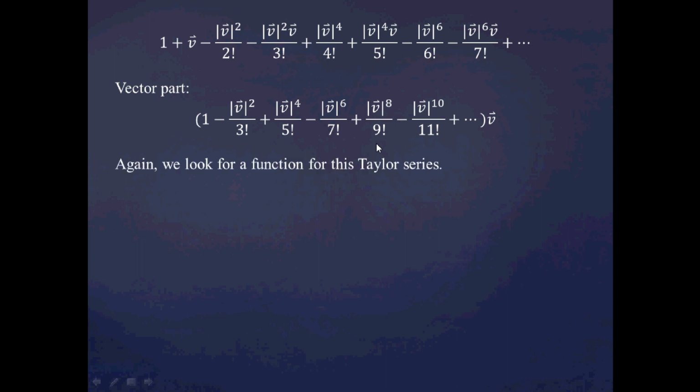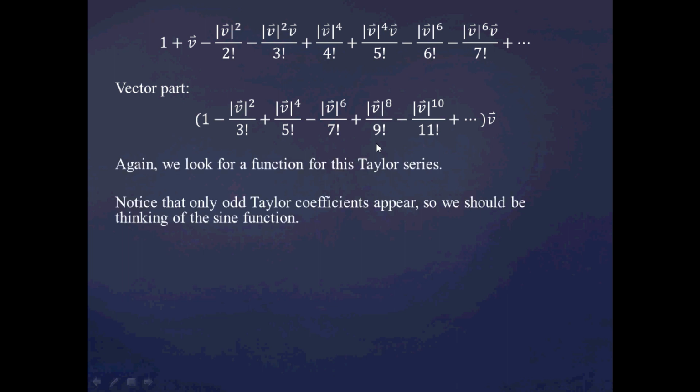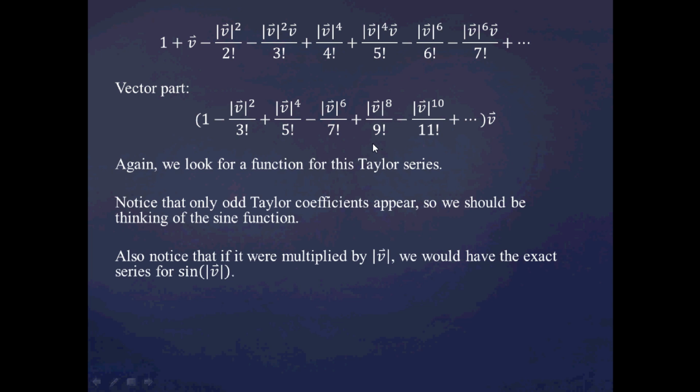So the only adjustment we really have to make here is that if the series that we see here were multiplied by an extra factor of the length of v, we would have the exact series for sine of the length of v. That is to say, if I took this coefficient series here and I multiplied the whole thing by the length of v, I would have the length of v minus the length of v cubed over 3 factorial plus length of v to the 5th power over 5 factorial, and that would be sine of the length of v exactly.